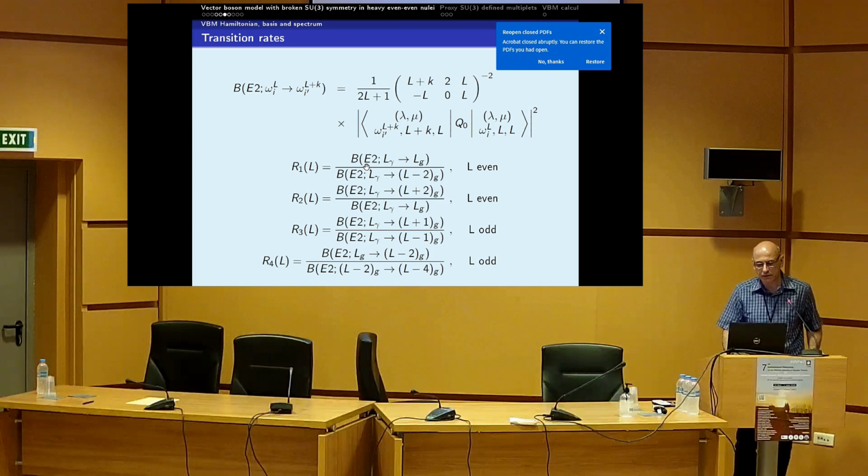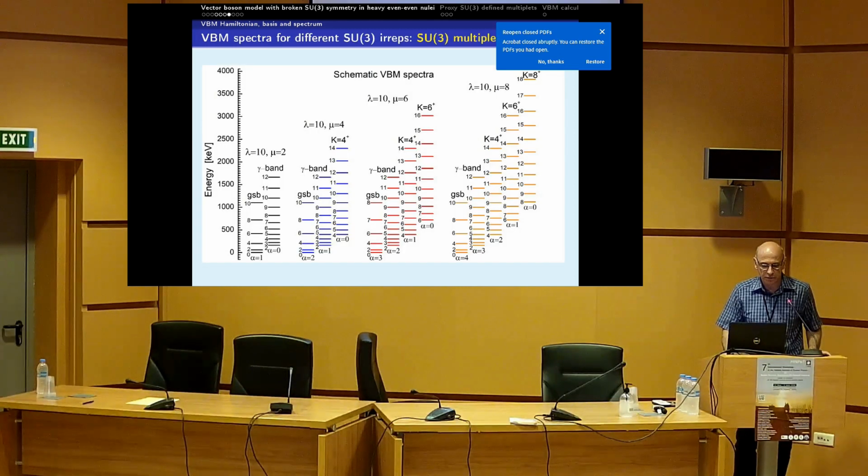intraband and interband transitions. So here are constructed different ratios between them, so as to avoid using effective charge. So having this formalism, one can consider different possible structures of the spectra. And the structures of the spectra are determined by the quantum numbers lambda and mu. Especially mu is important to determine how many bands appear.